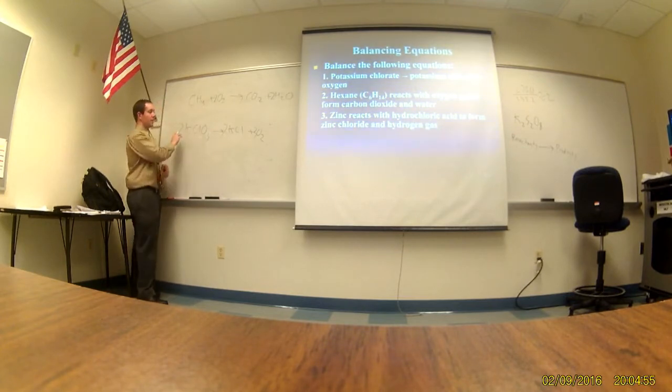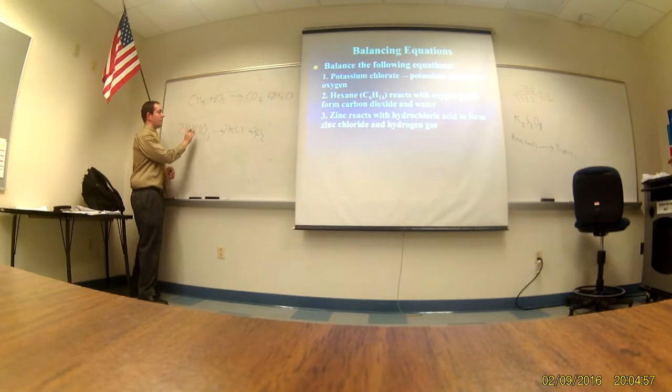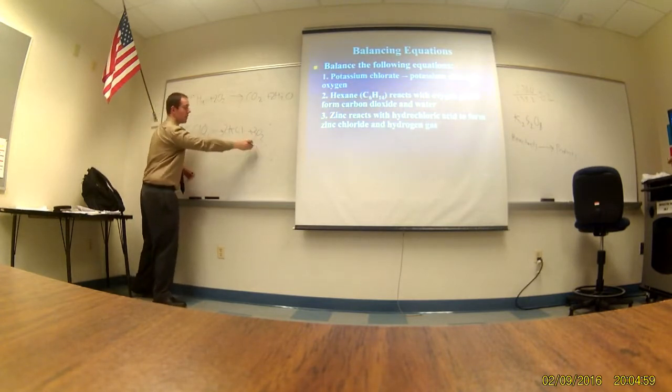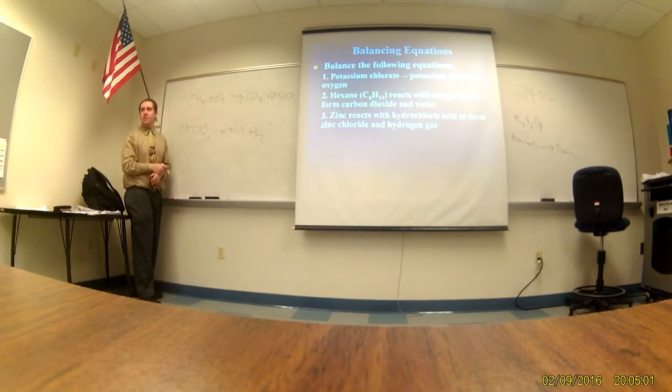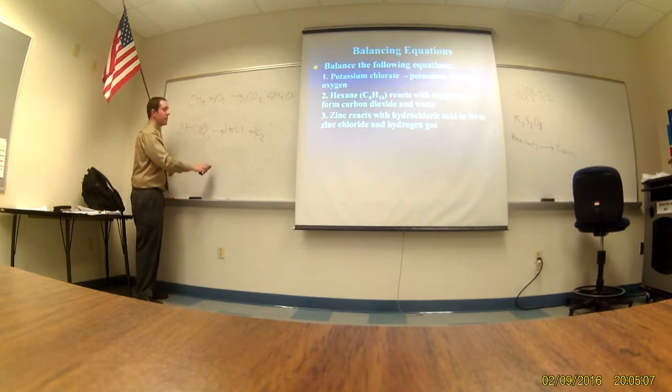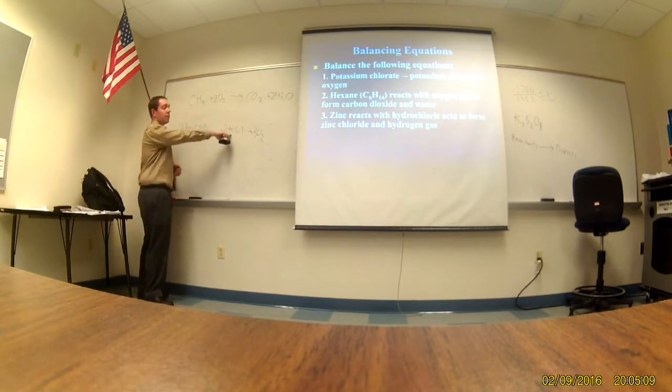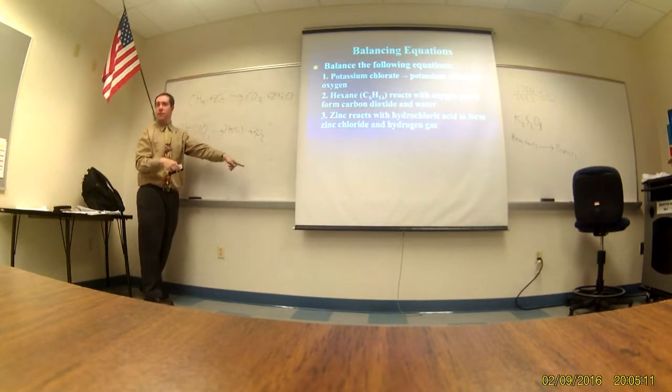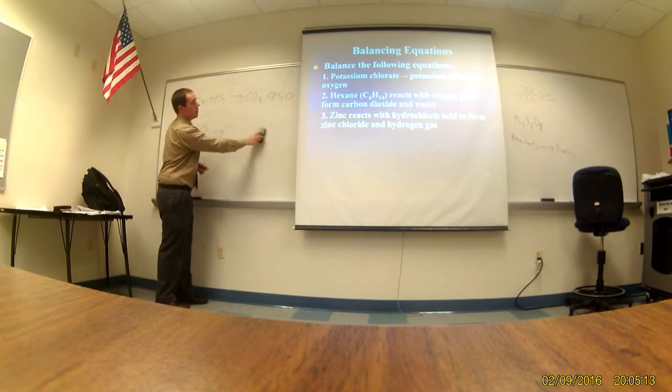So you see, we had balanced potassium and chlorine, but then when we balanced our oxygen, we messed up what we'd already done. Sometimes you get in this loop, and you have to go back and forth a couple times before everything is balanced, because when we fixed the potassium, we could have messed up the oxygen again. So let's do another one.